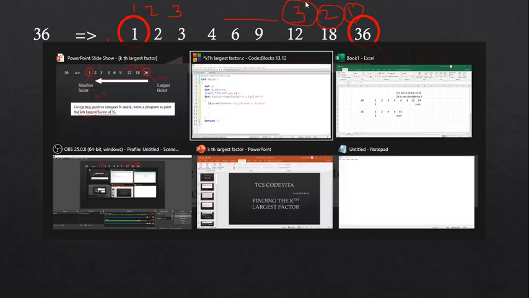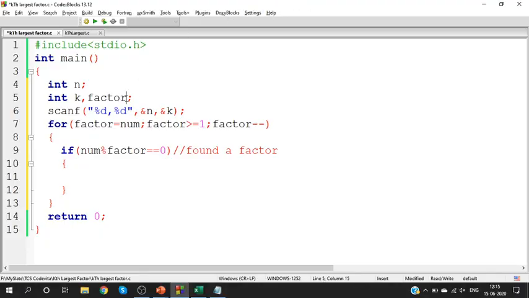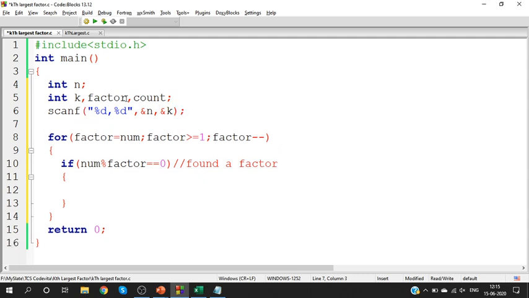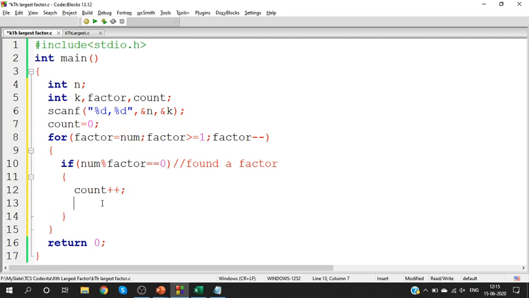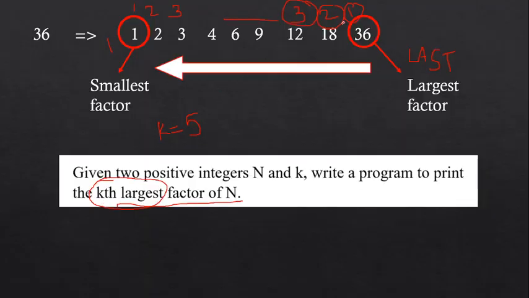So have a variable named count. Initially you will not have found any factors, so initialize count as 0. Whenever you find a factor, count plus plus. Can you all understand this? Yes. Whenever you find a factor, count plus plus. So what is necessary? You should check whether this count value is equal to the k value.